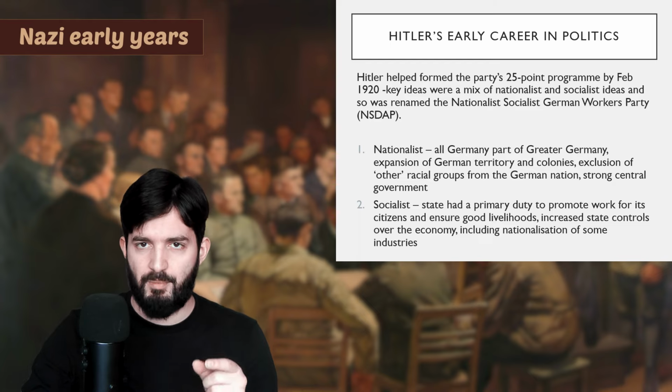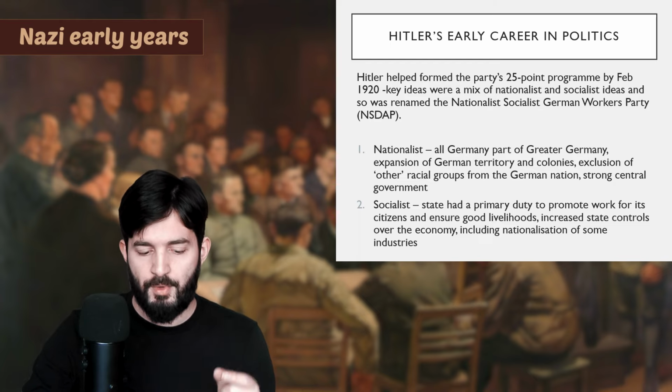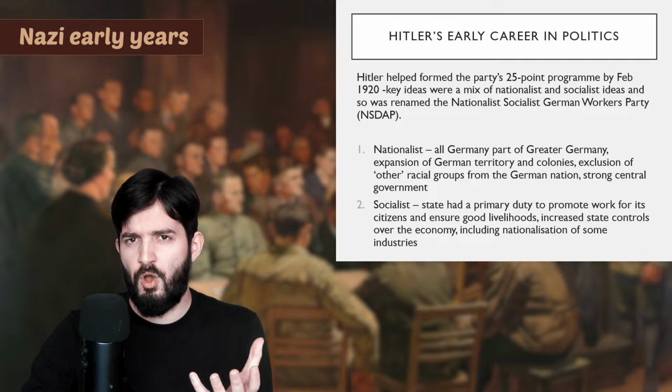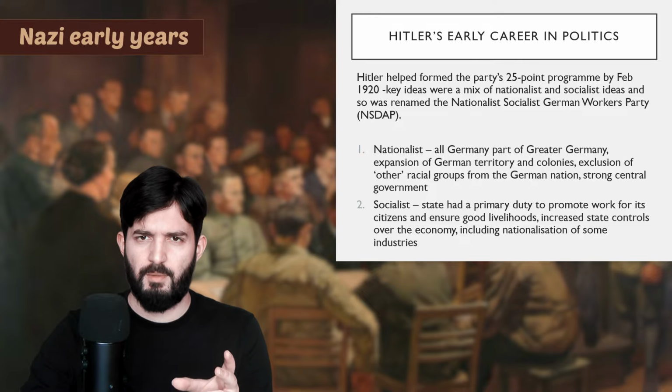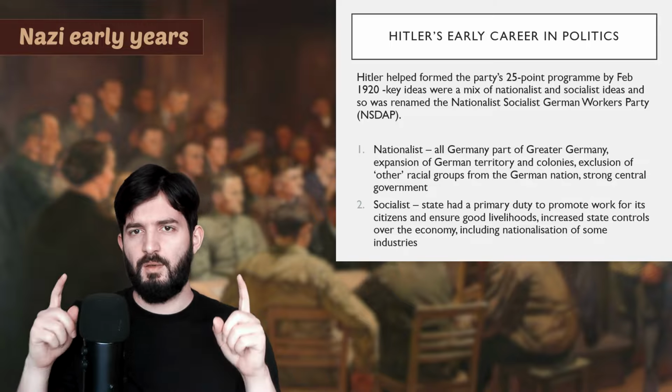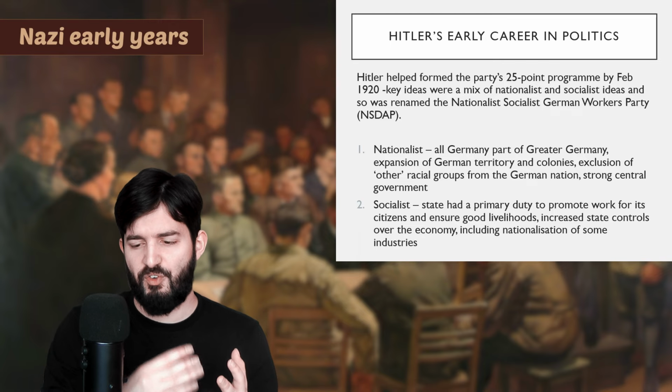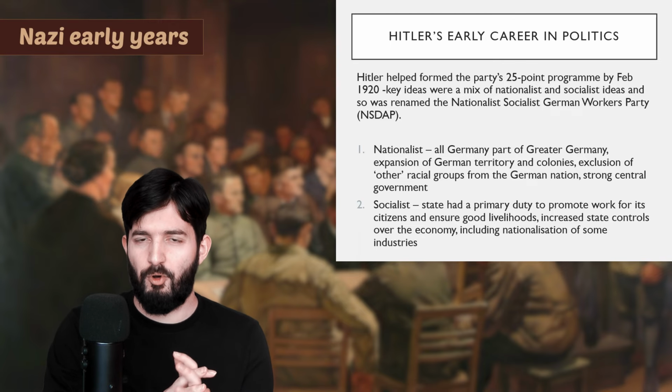And this is where we get the name of the party, the National Socialist German Workers' Party. Now, a lot of you will know that these two ideas, nationalism and socialism, on a really simple political spectrum, you tend to think of them as being on opposite ends. So socialists are on the left and the nationalists are on the right-hand side. And so that's therefore contradictory.